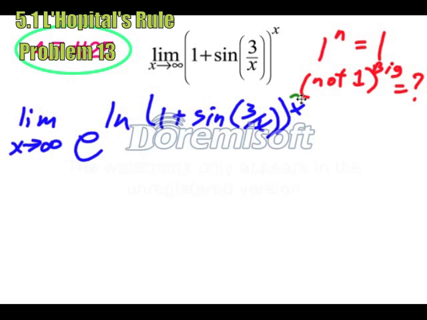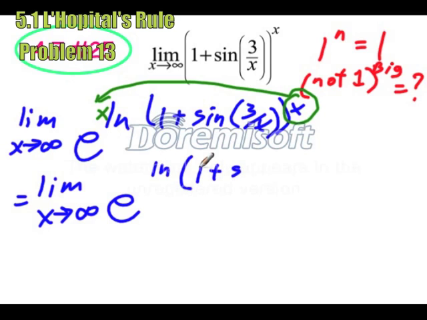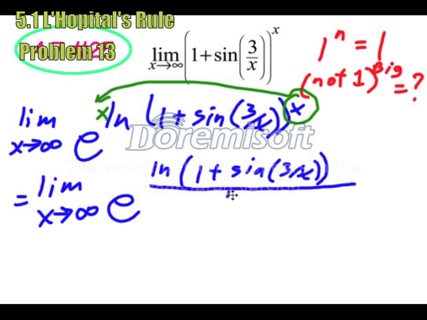Now the reason that I'm doing that is so I can take advantage of bringing the x down in front of the natural log. And I'm going to take that another step further, because that's not going to help me unless I write it in a form that I can use L'Hopital's rule on. So instead of writing x times natural log, I'm going to write it as 1 over x in the denominator. We're going to have e to the power of the natural log of 1 plus the sine of 3 over x, divided by 1 over x. That's the whole exponent here.